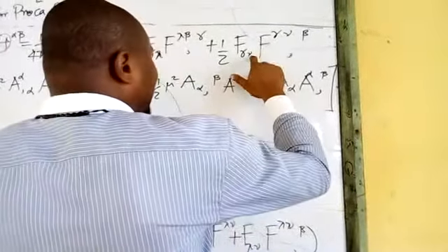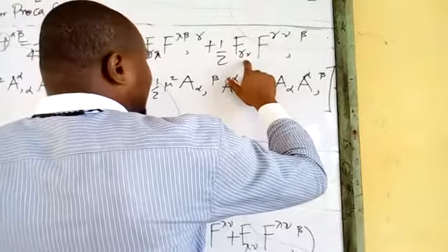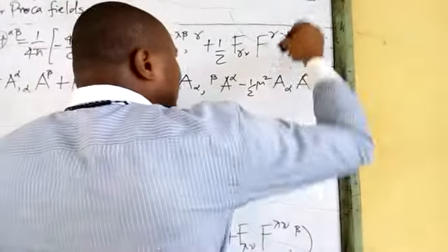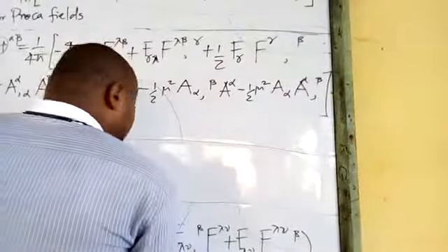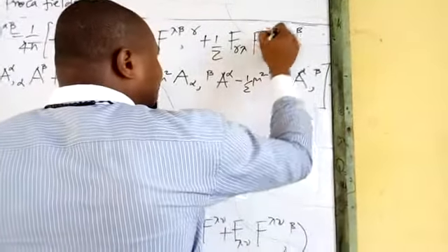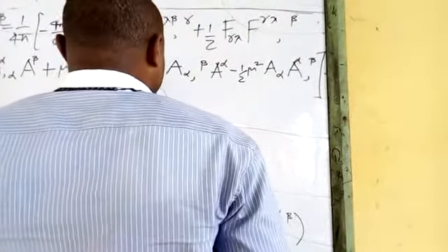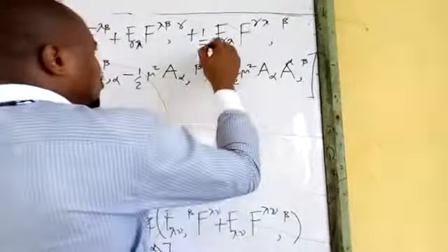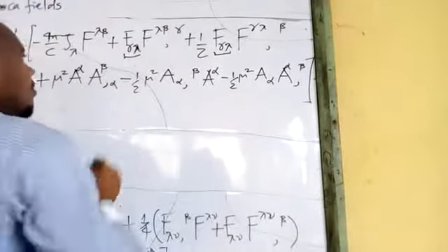Then the nu here, I can decide again to change to lambda. I can do that again because nu here on this term is a dummy index. So this becomes lambda and this becomes lambda. And now you can see that these two are the same.